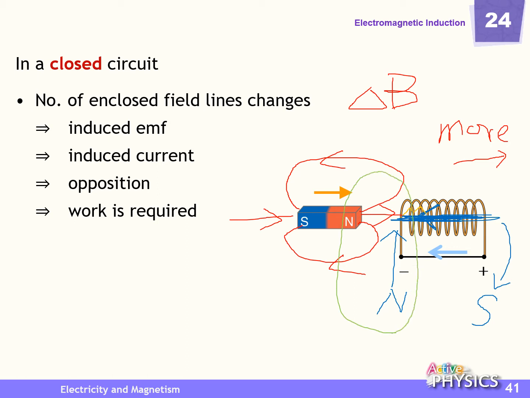So when you are moving the magnet toward the solenoid, you need to overcome the repulsive force. So you need to apply force toward the solenoid to overcome the repulsion. So in this case, you provide work or energy to the magnet. You need to do work in order to overcome the repulsive force between the two north poles. So the energy is converted from the magnet to the solenoid.